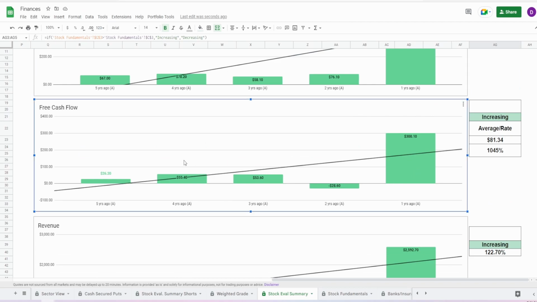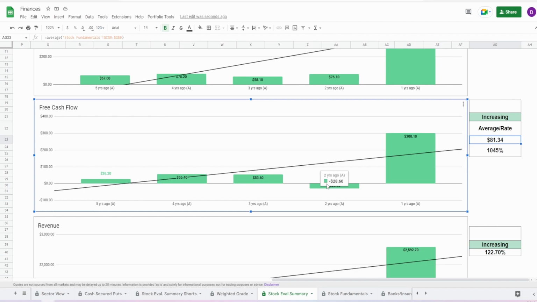When it comes to the free cash flow, we got 5 years ago of $26.2 million, 2 years ago of $300.1 million, increase of 1,045%, with an average of $81.34 million. Now, we do have that massive jump once again 1 year ago. However, 2 years ago, they actually went negative $28.6 million. So they definitely had a lot more capital expenditures, or their cash from operations went down.